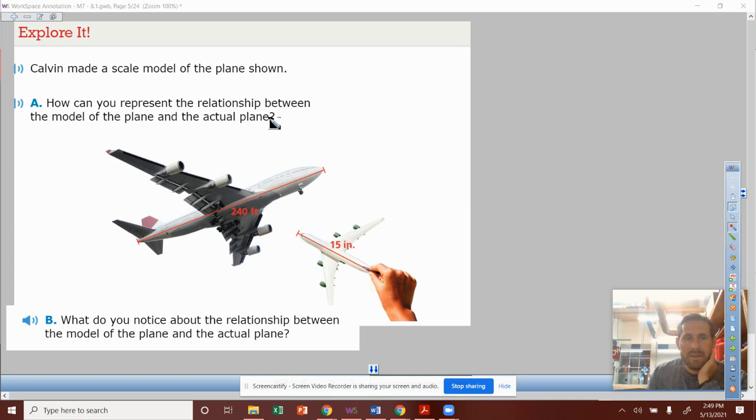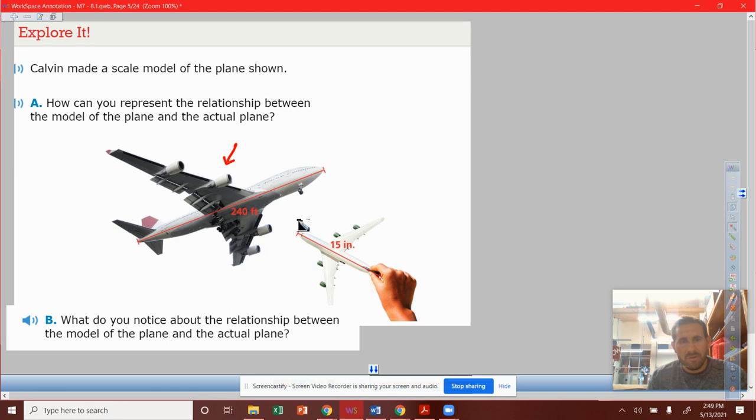So how can you represent the relationship between the model plane and the actual plane? The model is a smaller version. It's a replica. All things are going to have a certain proportional size. So, like the engines are proportional to its length. Well, these engines here are equally proportional to the length of this model. So we have a proportional relationship here. What that is, we're not sure. So, what do you notice about the relationship between the model plane and the actual plane?